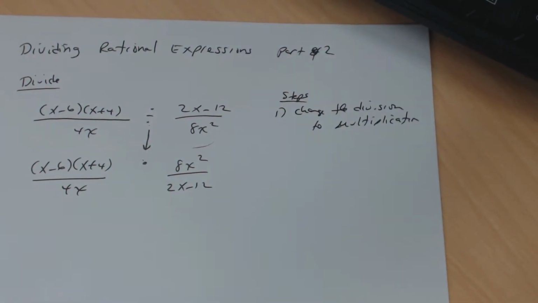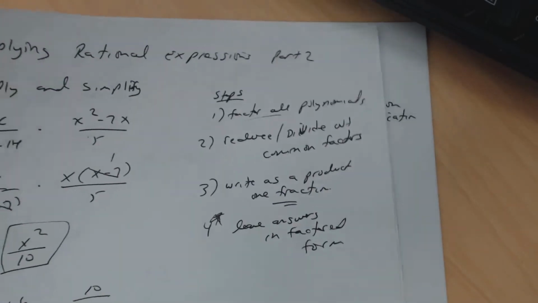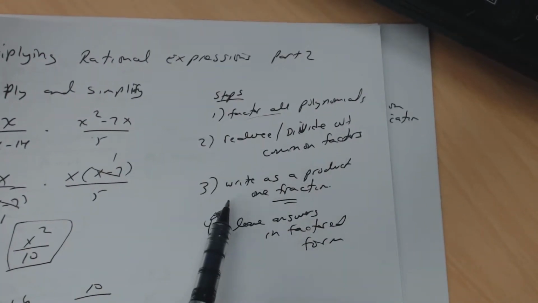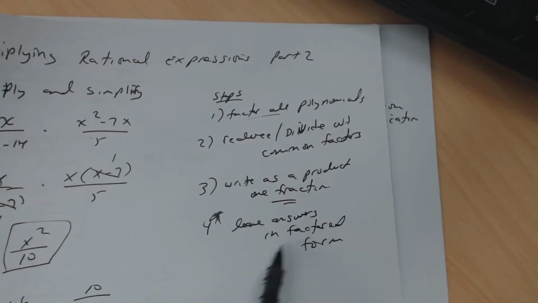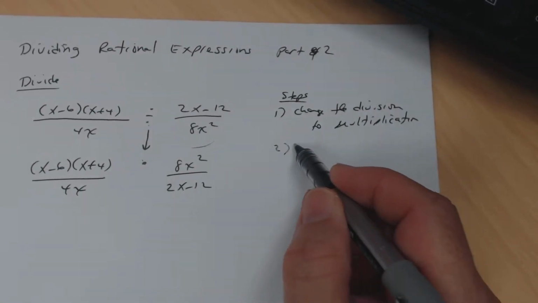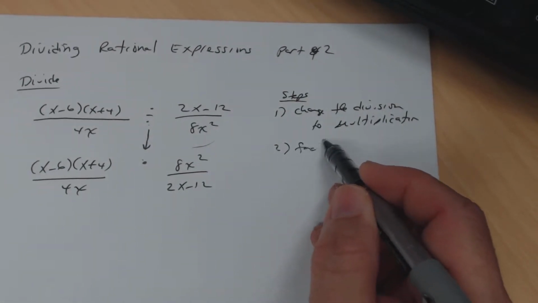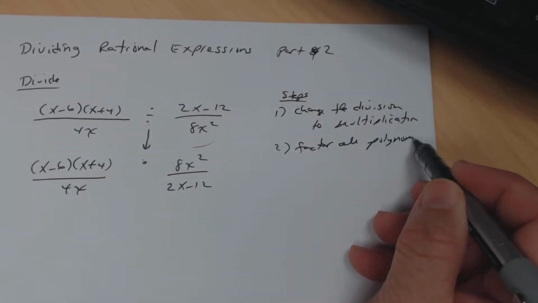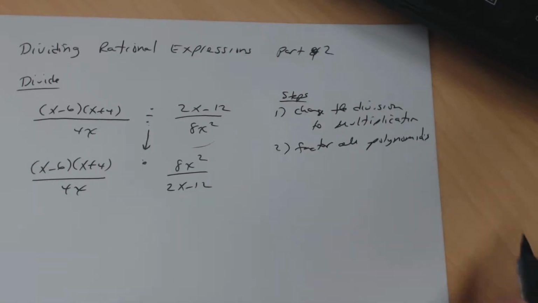The rest of these are the same steps that you used in a previous lesson. Remember this one? You factor all polynomials, then reduce, divide out common factors, then write as a product of fractions, and make sure you leave your answer in factored form. So step 2 is to factor all polynomials.